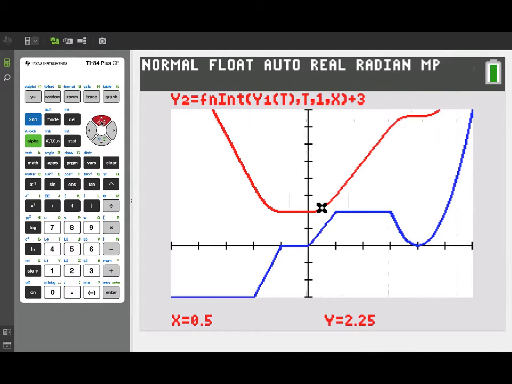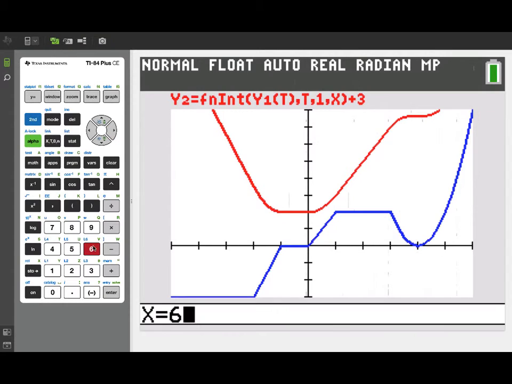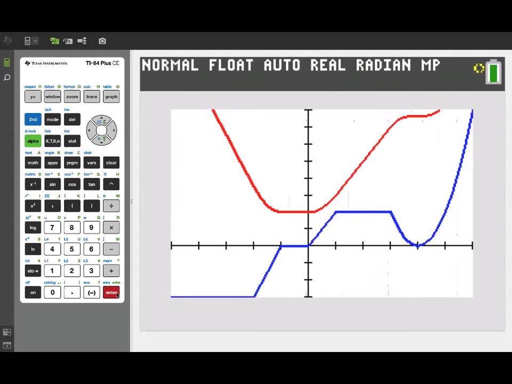Now I've turned on the trace, switched over to our antiderivative function, and just double checked here at x equal 1, we had the y value of 3. We can trace along our antiderivative graph. One of the questions in this problem was, what's the value of the definite integral of our y1 between 1 and 6?